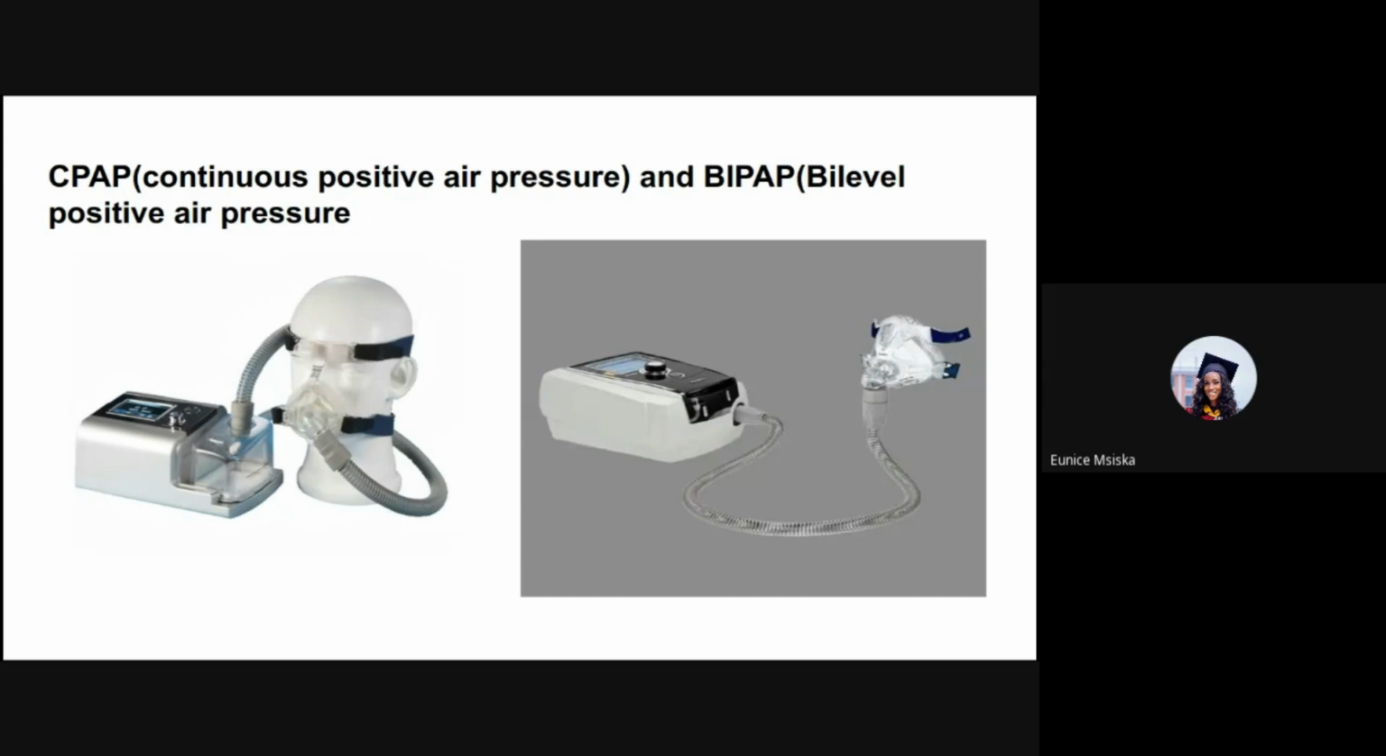So as you can see in the graphics, we can see two different machines that look almost the same, but these are actually two different machines. So the one on the left is the BiPAP, and the one on the right is the CPAP machine. So these machines, I can say they're almost the same. The difference between the two machines is the pressure setting.